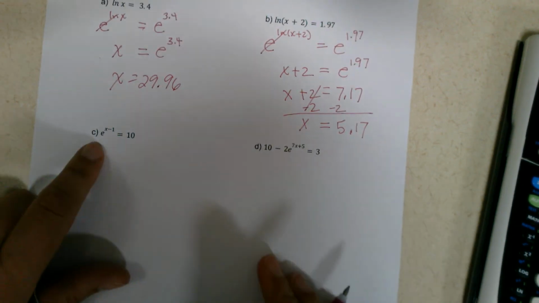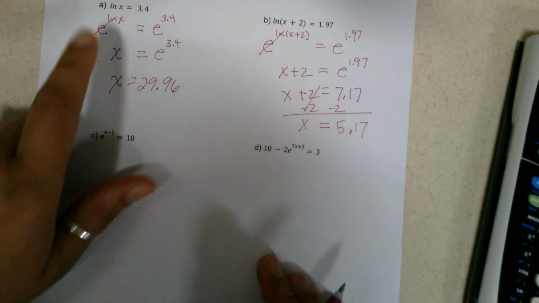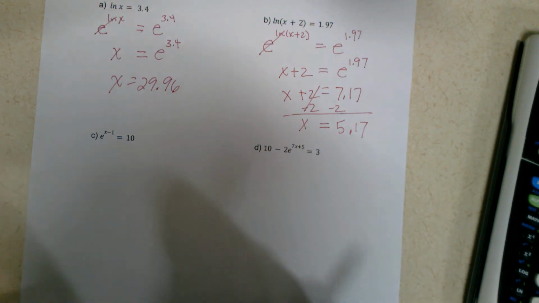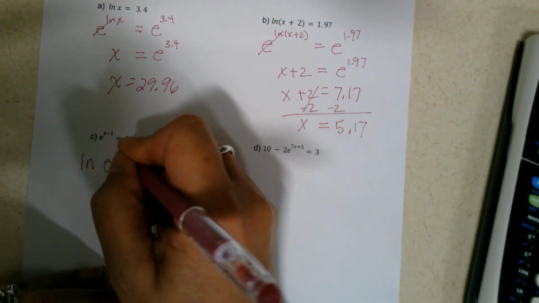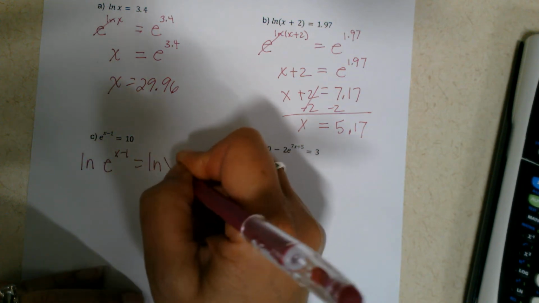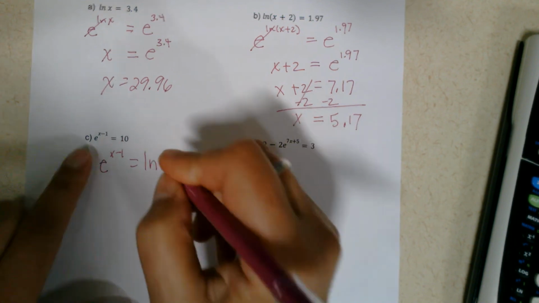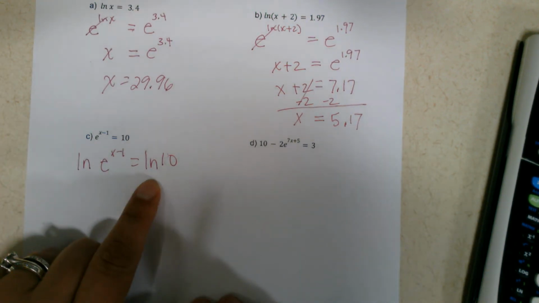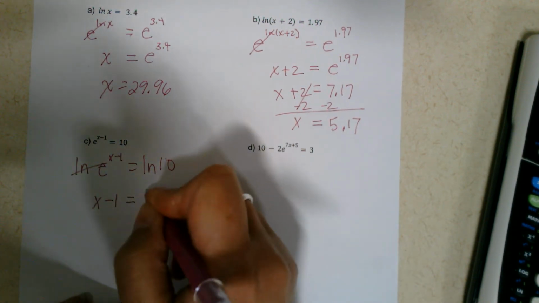Nice. Okay. Part C. Now we have e to the x minus 1. So we were given the natural log, but now we're given the e. So we do almost the same thing, but we don't raise it. We just give both sides the natural log. So the e to the x minus 1 gets a natural log, and the 10 gets a natural log. So here these cross out. x minus 1 equals the natural log of 10.